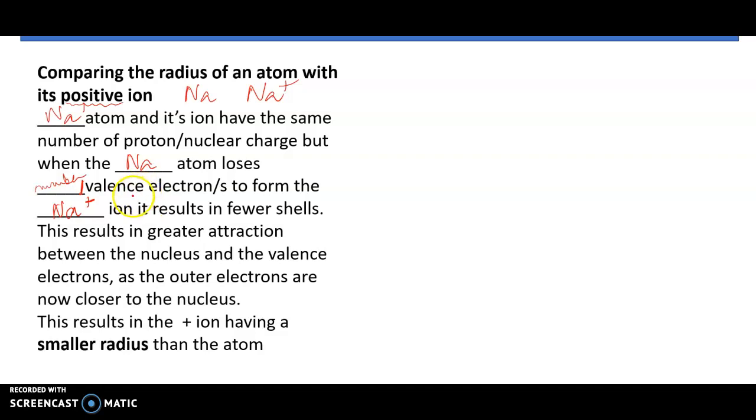And losing that one valence electron, it actually lost an entire energy level. So it results in fewer shells. This results in greater attraction between the nucleus and the valence electrons. So the outer electrons are now pulled closer to the nucleus, and that results in the positive ion, in this case the Na+ ion, having a smaller radius than the Na atom. So here's how you discuss the radius for a positive ion.